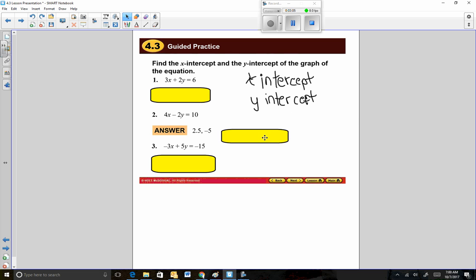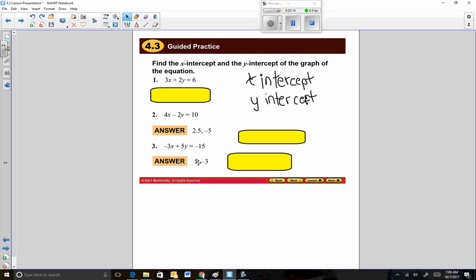In number 2, you should have been able to get an x-intercept of 2.5 and a y-intercept of -5. And for your last one, you should have been able to get an x-intercept of 5 and a y-intercept of -3. That's simply by substituting in your zeros for your x and your y.